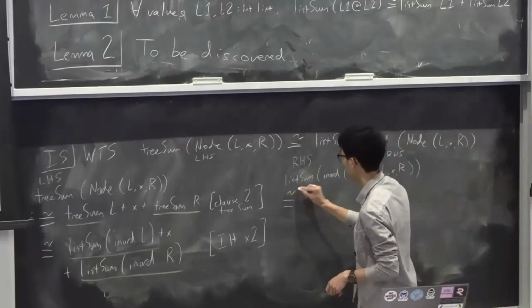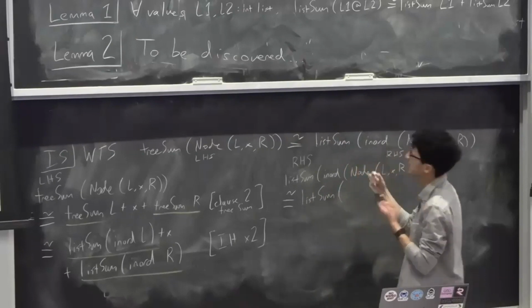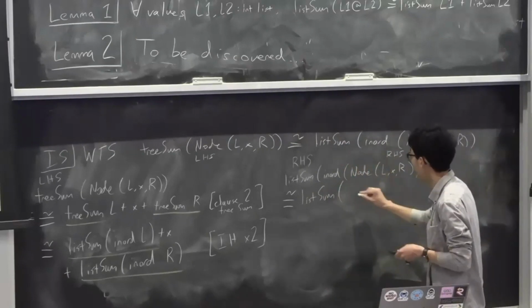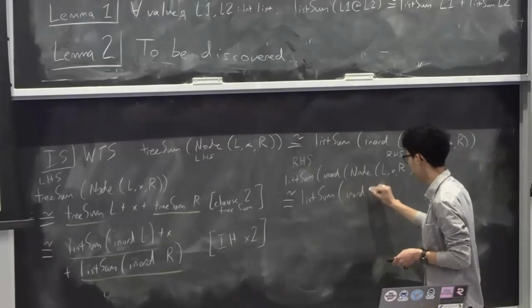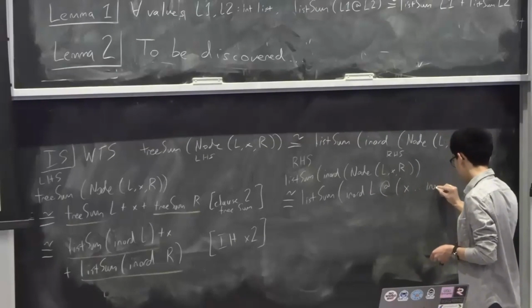So I say equivalent to, and I'm trying to walk you through my whole proof writing process. This is exactly what I'm thinking when I'm writing the proof. It's a very formulaic way of doing it. Inord of L, append x cons onto inord of R.